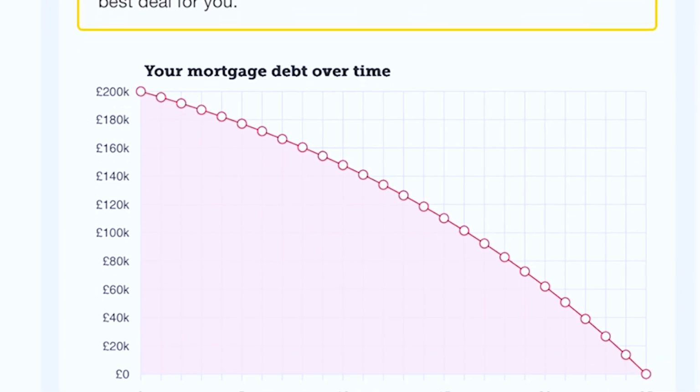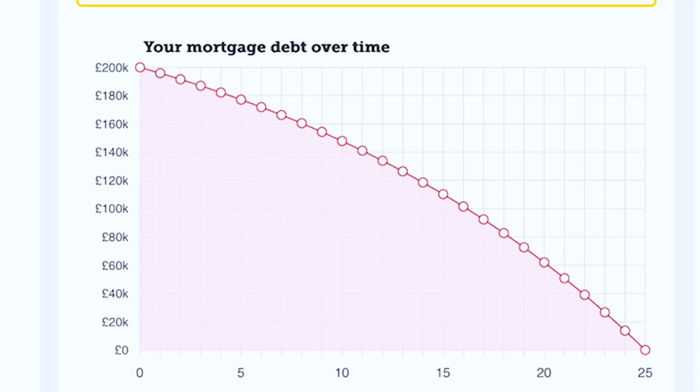And if you look at the graph, it kind of gives you a burn down chart of how much you'll be owing per time over the period of the 25 years. And we'll come back to look at this graph in more detail.